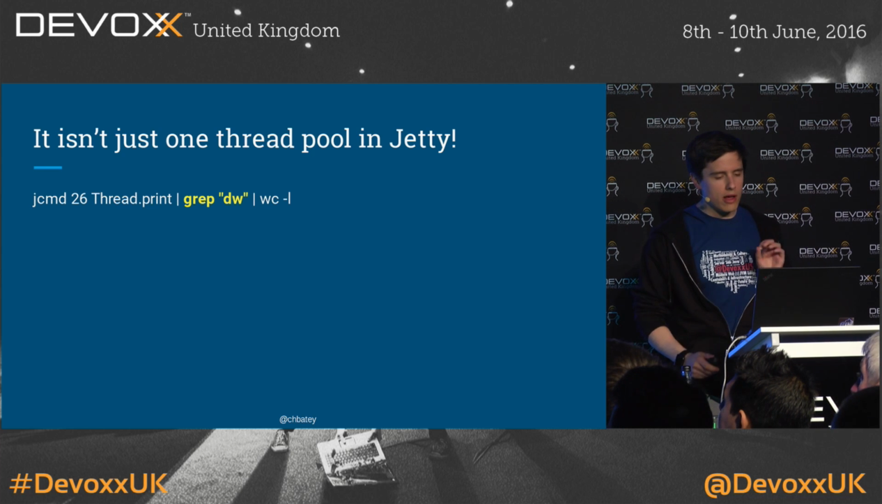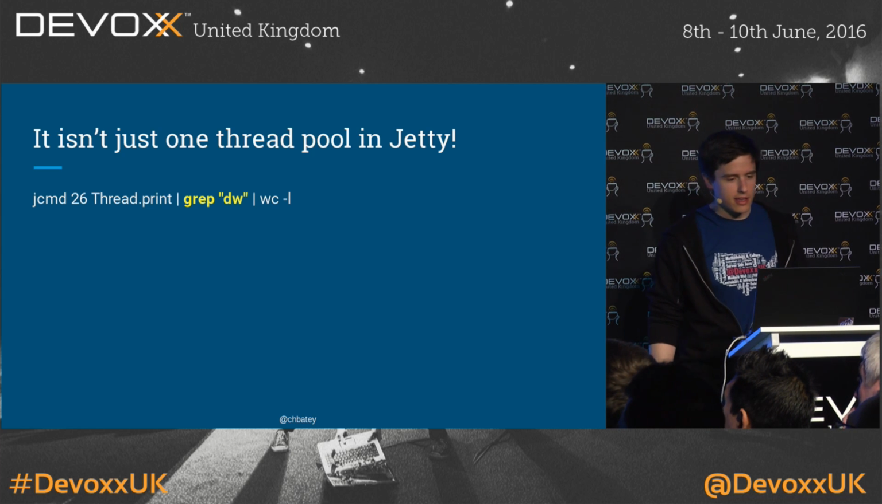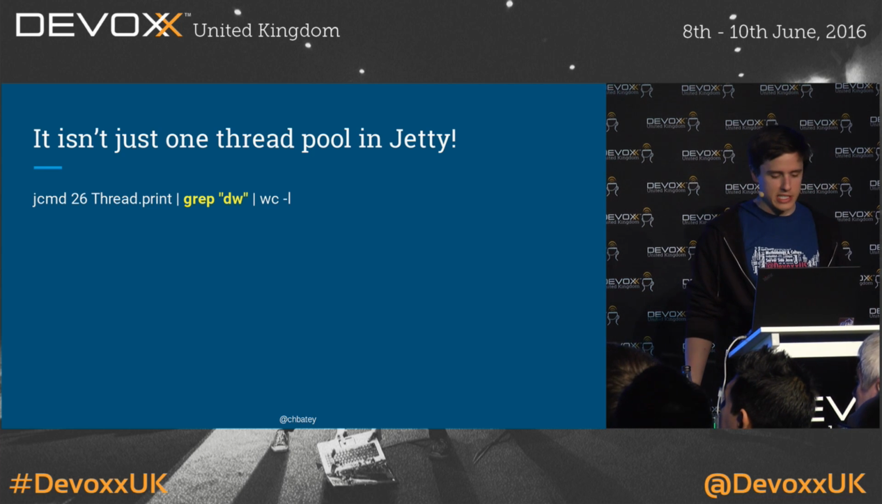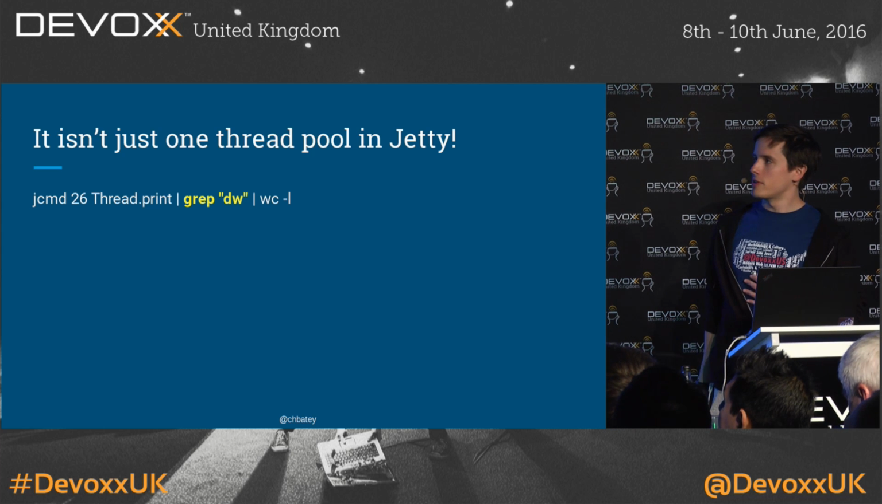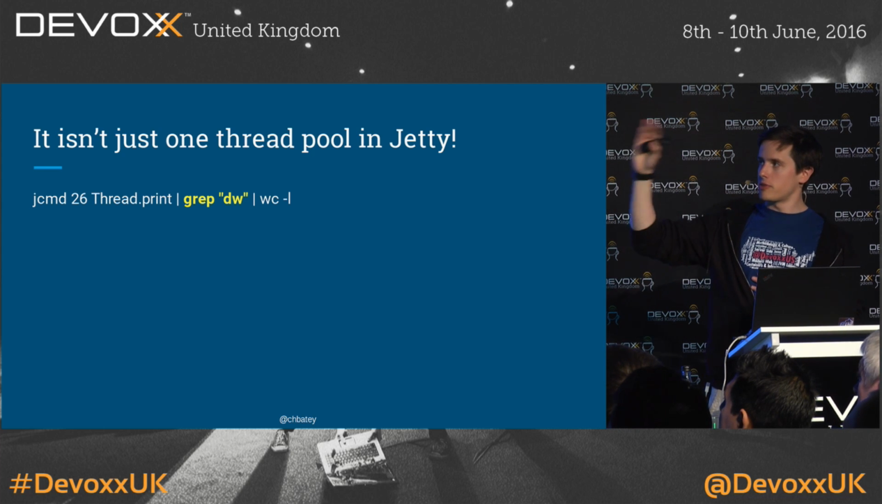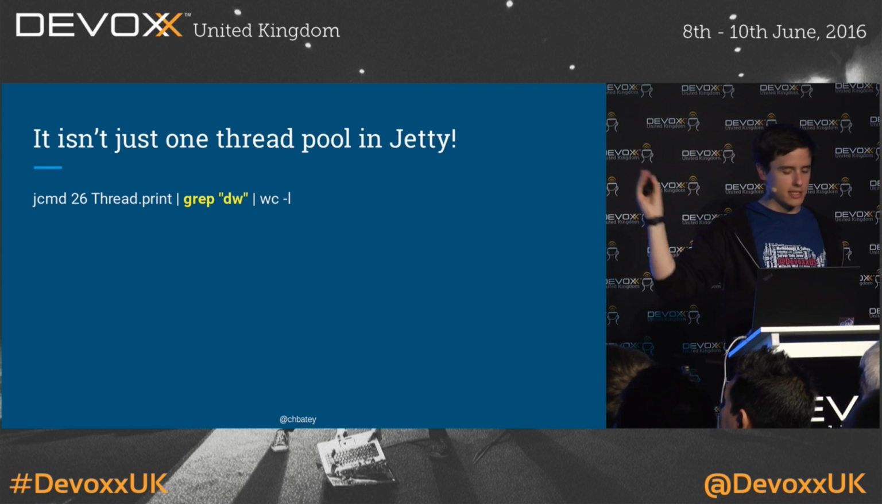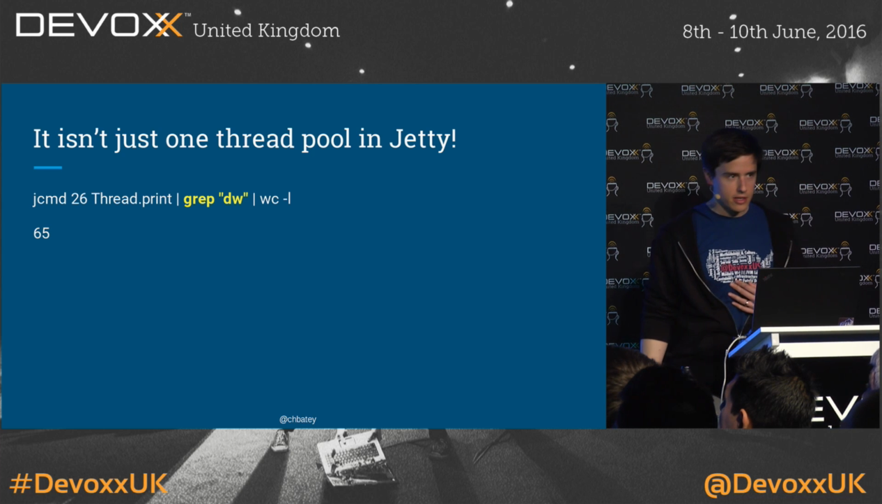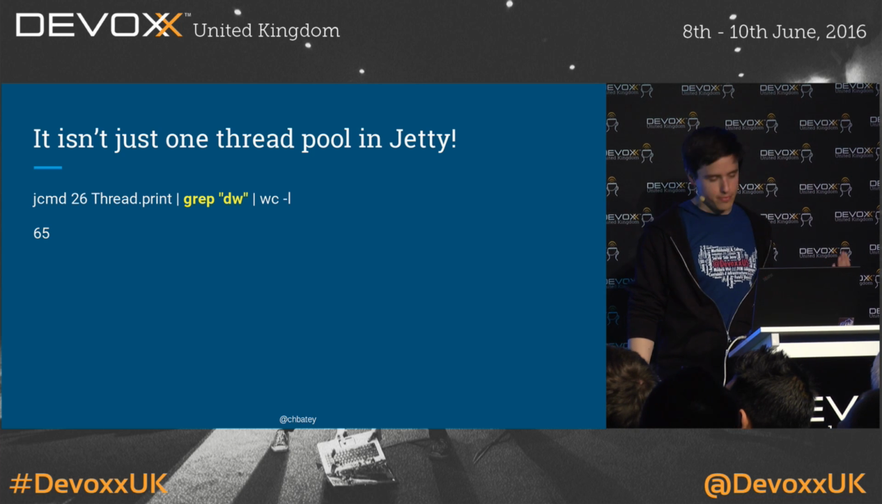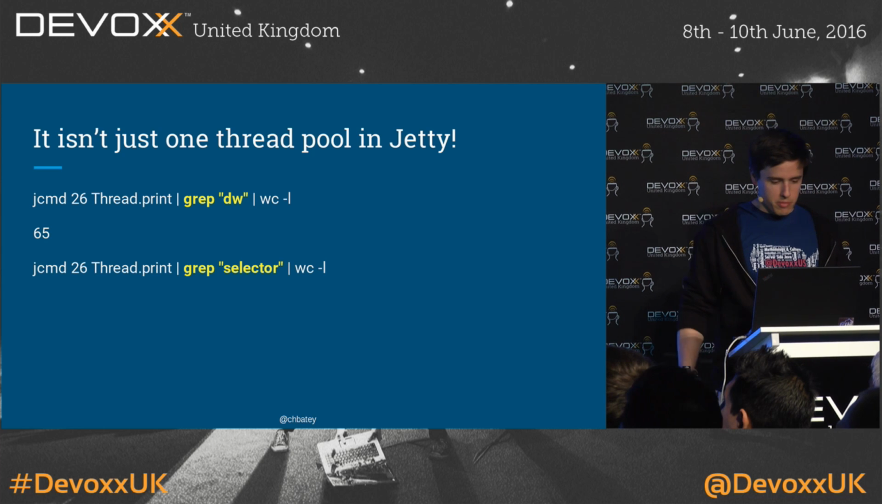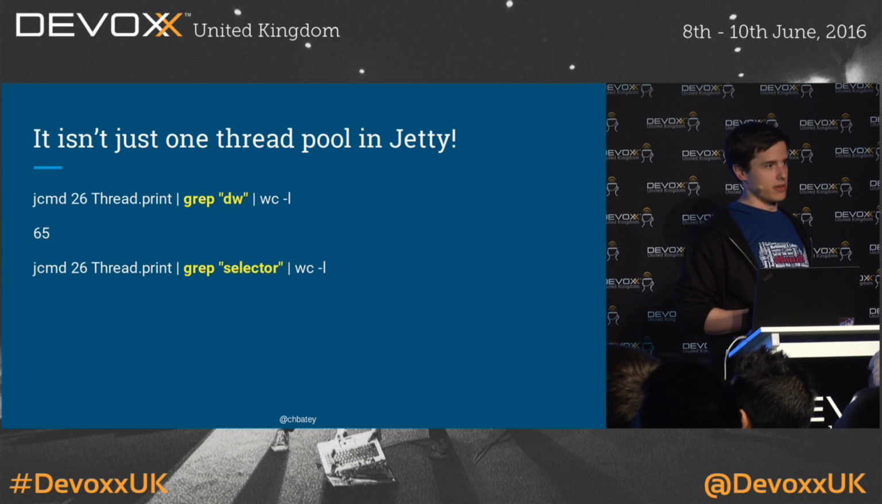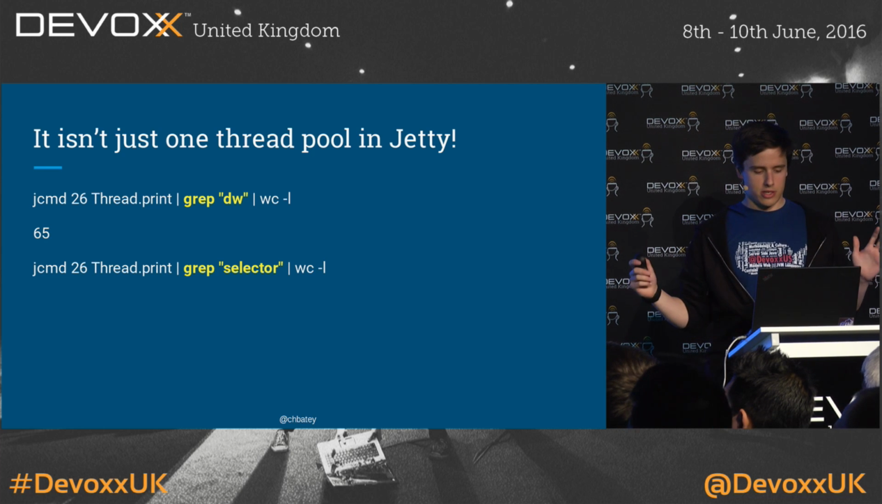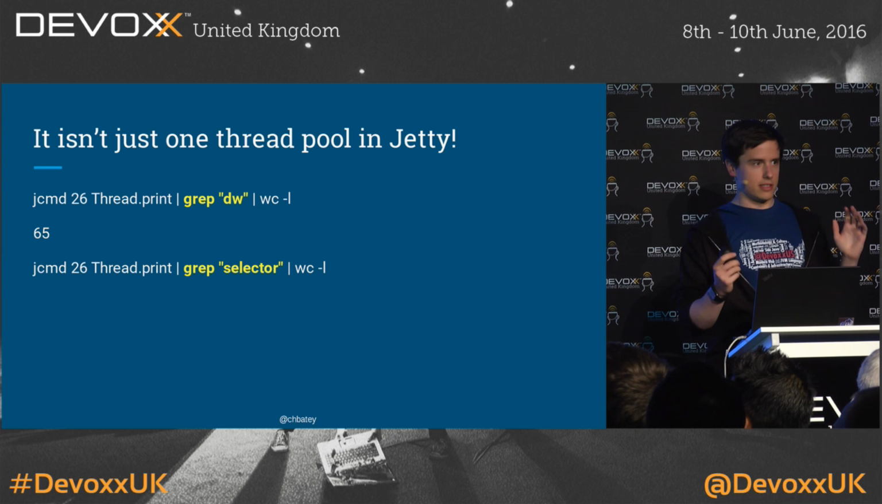So for our 12 concurrent requests, the Dropwizard application, which think Jetty, let's wonder how many threads it's got. All I've done is a jcmd Thread.print, grep DW, and passed it into word count. It happened to have 65 of those, which seemed a bit bonkers. But it's not the only thread pool running inside Jetty to service this. It also has selector threads.